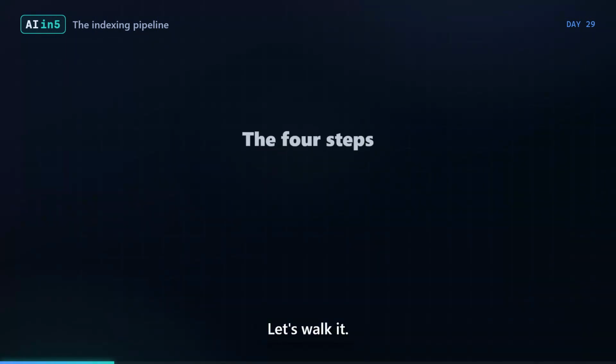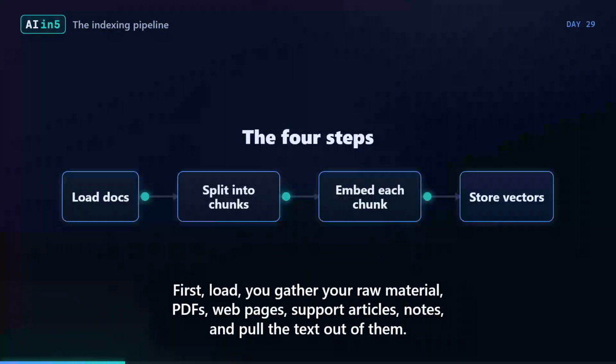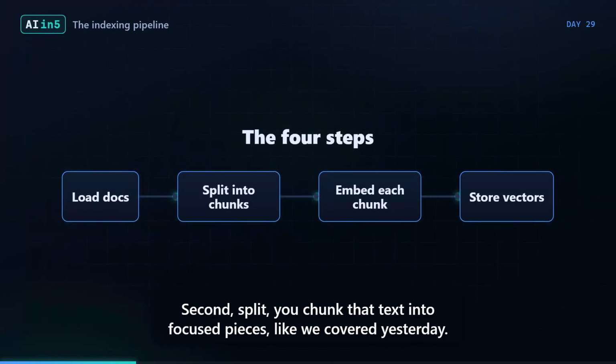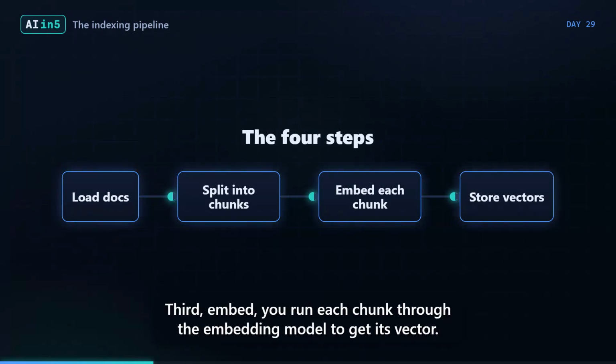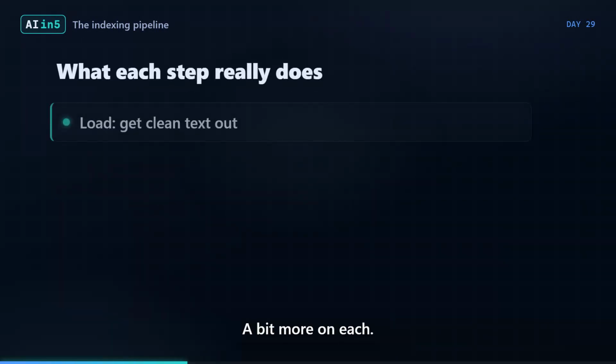First, load. You gather your raw material, PDFs, web pages, support articles, notes, and pull the text out of them. Second, split. You chunk that text into focused pieces like we covered yesterday. Third, embed. You run each chunk through the embedding model to get its vector. Fourth, store. You save those vectors, plus the original text and tags, into the vector database. Done. A bit more on each.